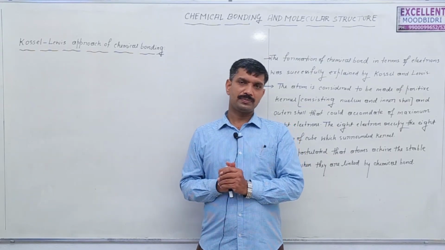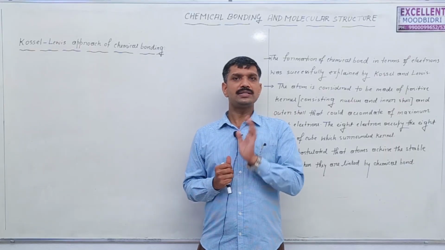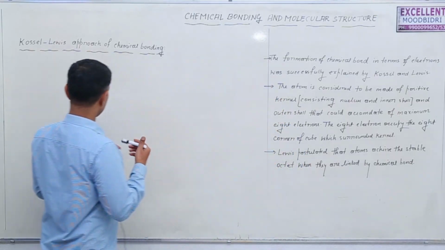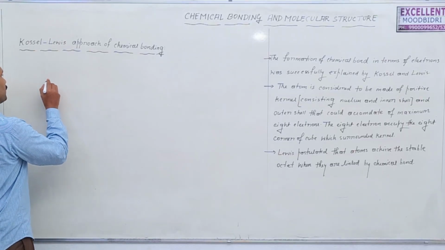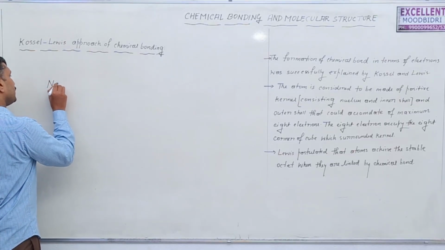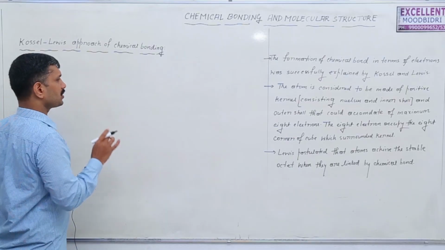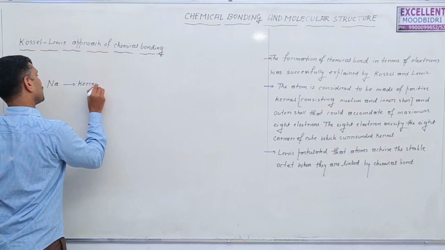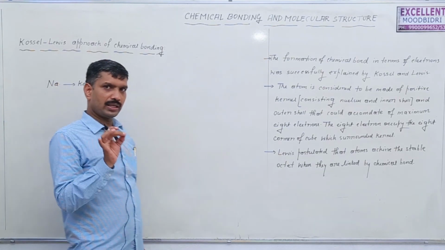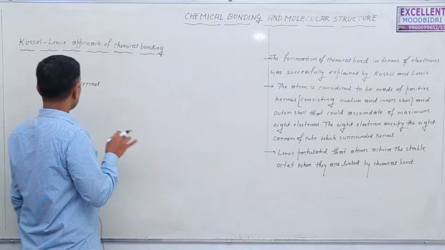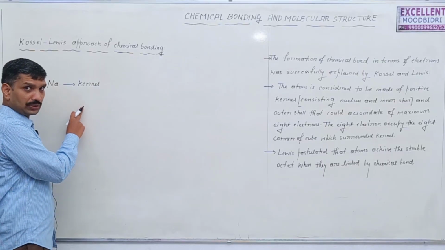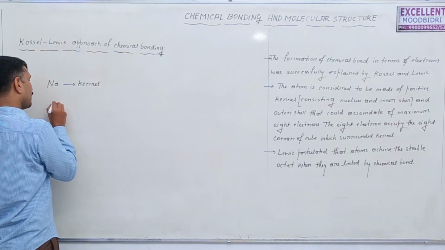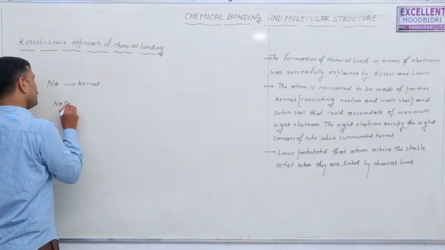According to this concept, an atom is a positively charged kernel. In general, we consider sodium as an example. Sodium is known as a positively charged kernel. It is called a kernel. Here the kernel includes the nucleus and the innermost electrons, plus the outermost electron. Here kernel means sodium, atomic number, we know, 11.